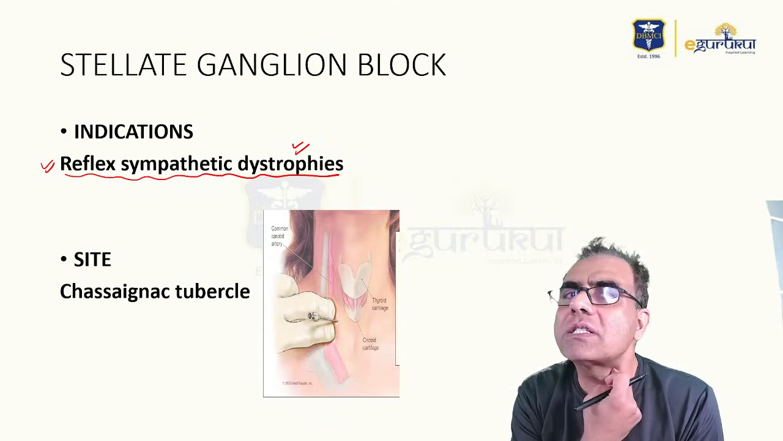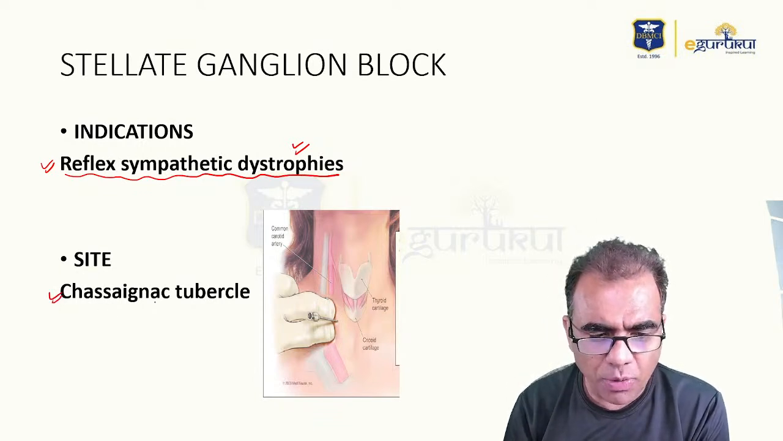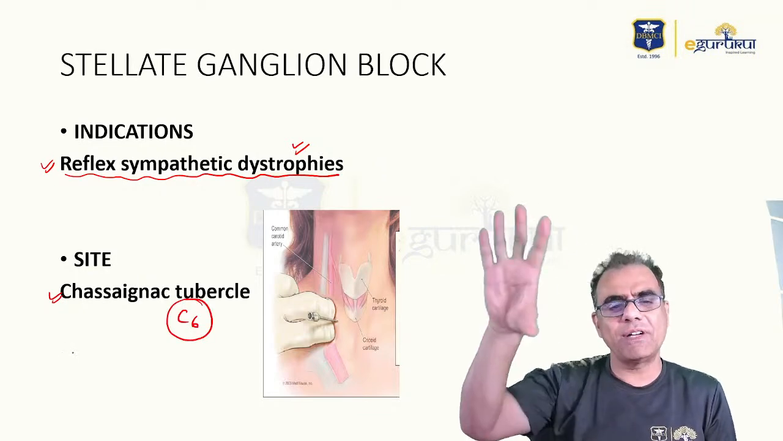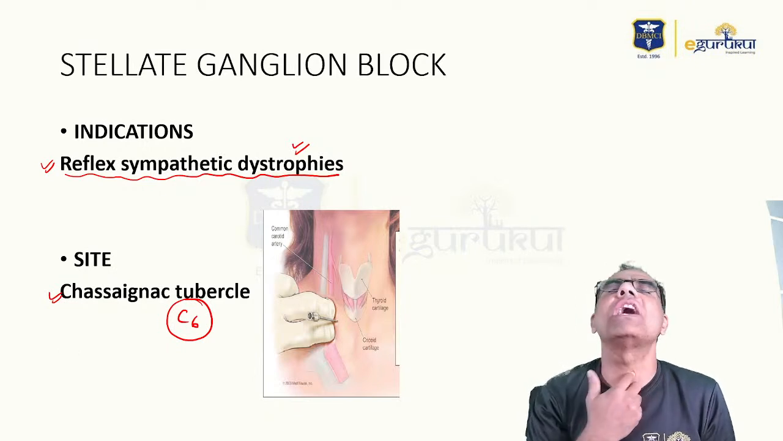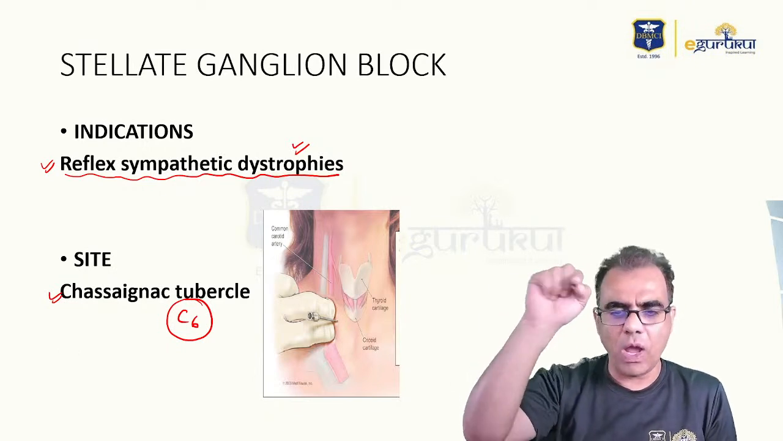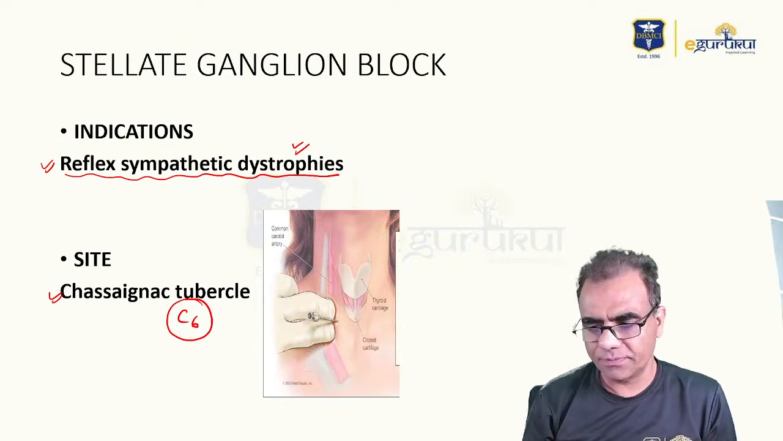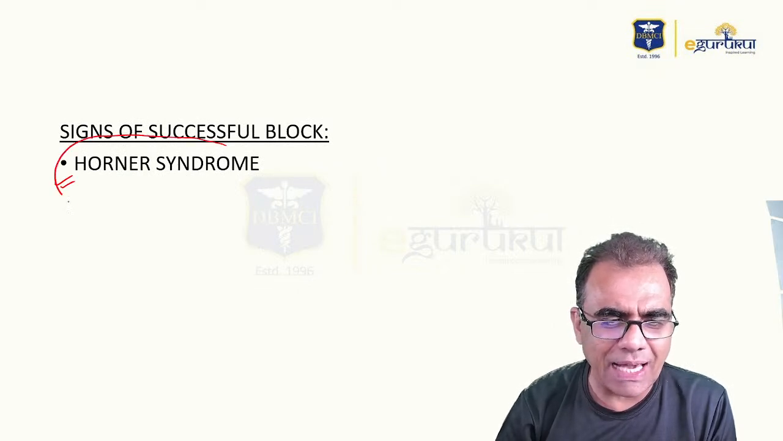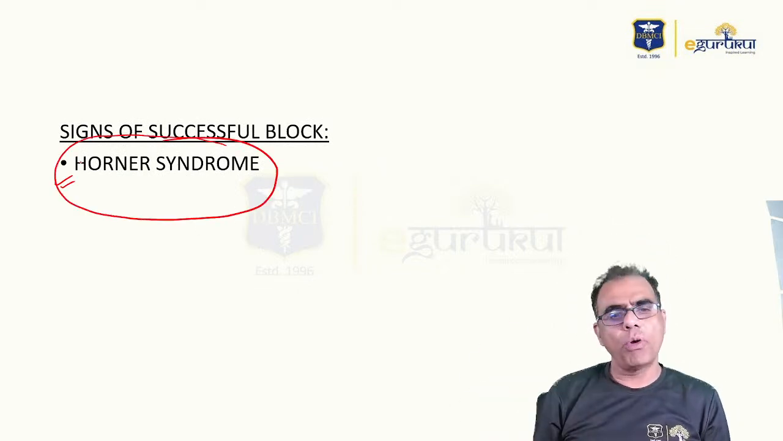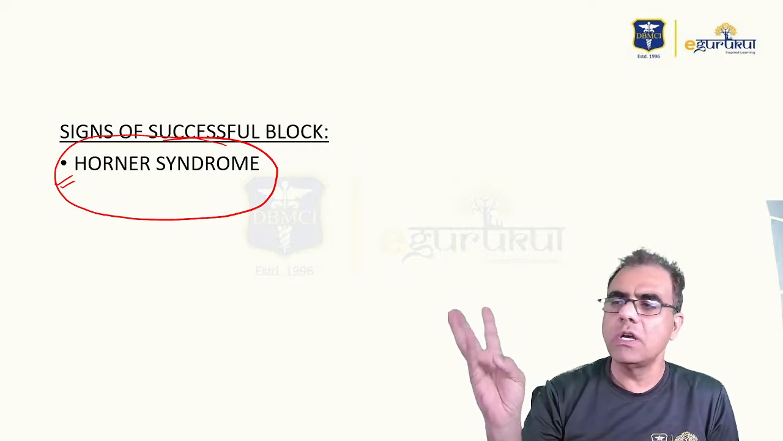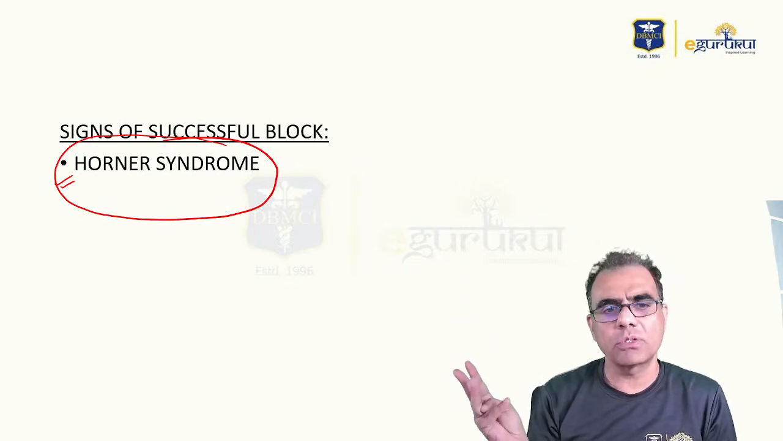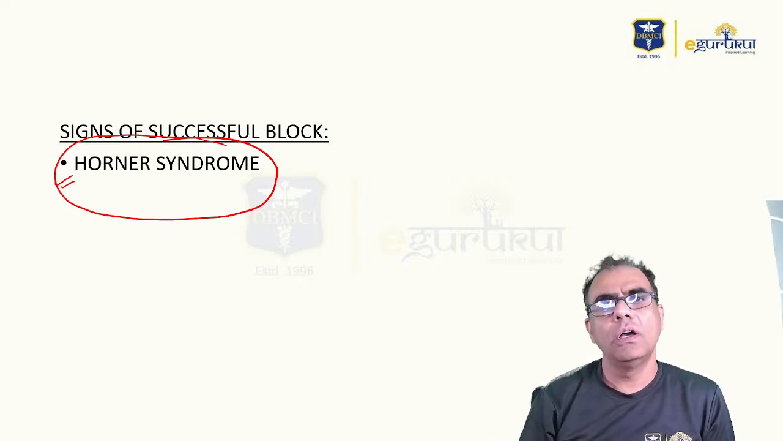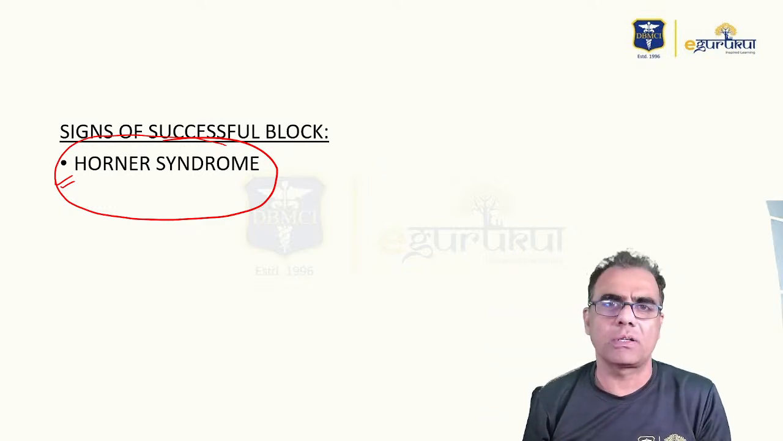So where are we blocking the stellate ganglion? At the Chassaignac tubercle, which is the tubercle of the transverse process of C6. At that level, we give the stellate ganglion block. And how do you know your block is successful? If the patient is exhibiting the signs of Horner syndrome. The components of Horner syndrome you already know: ptosis, miosis, anhidrosis, and enophthalmos. So if the patient exhibits signs of Horner syndrome, that means your stellate ganglion block has been successful.